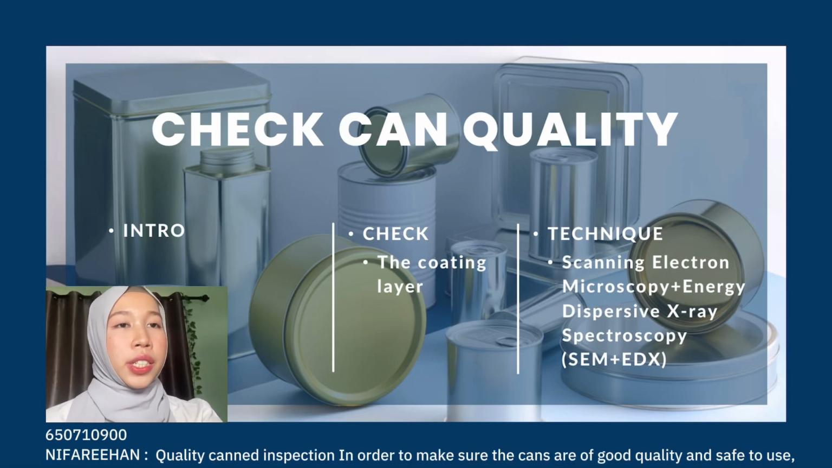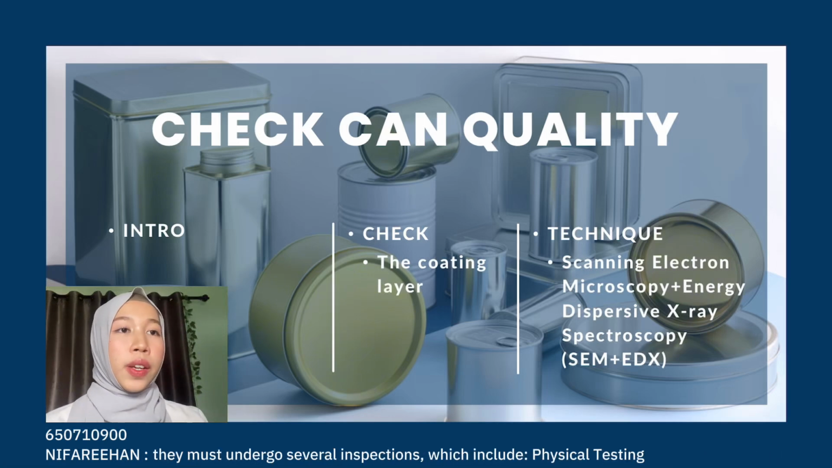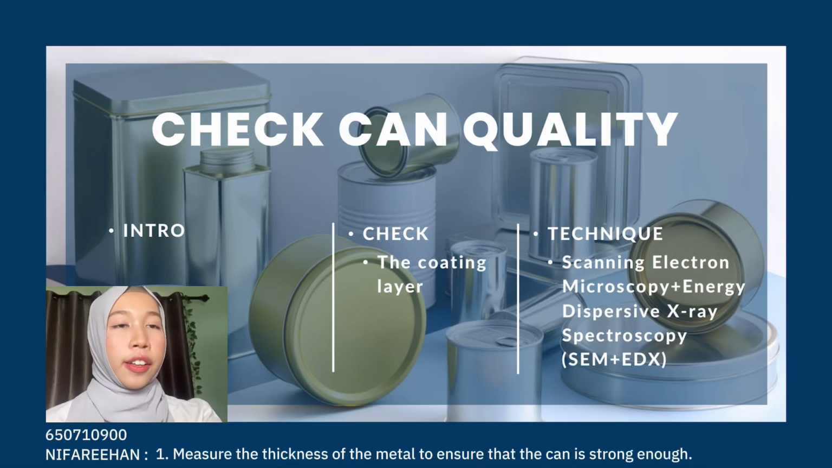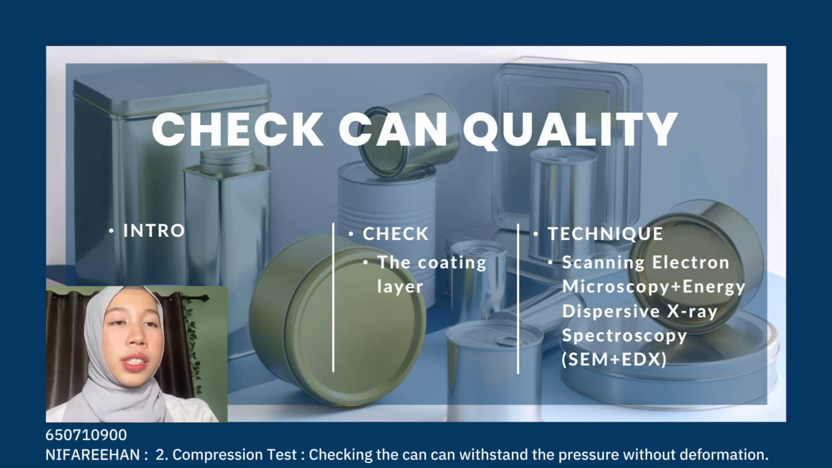Quality can inspection. In order to make sure the cans are of good quality and safe to use, they must undergo several inspections, which include physical testing. First, measure the thickness of the metal to ensure that the can is strong enough. Second, compression test. Check that the can withstands the pressure without deformation.